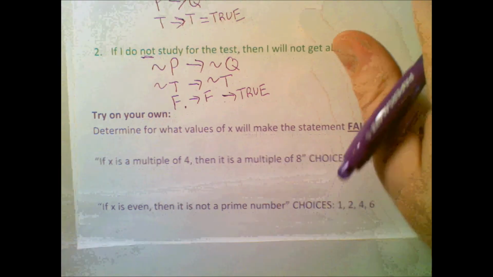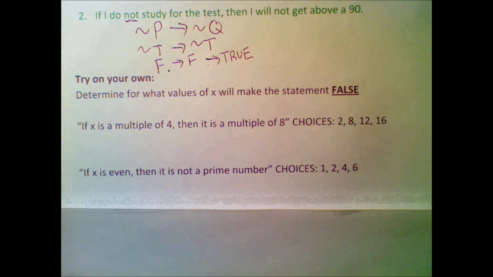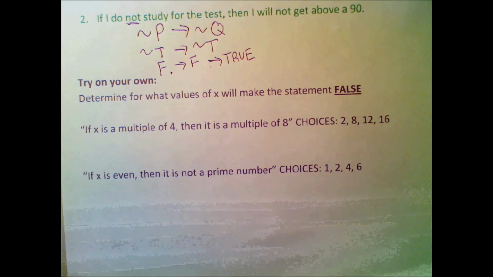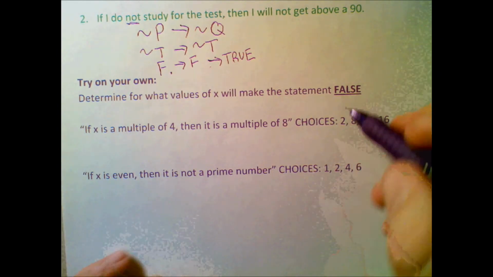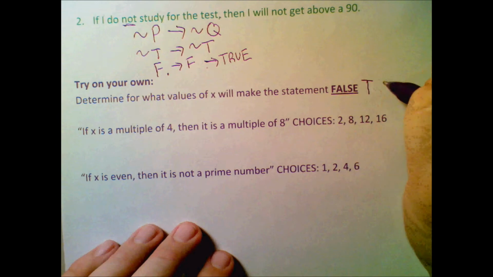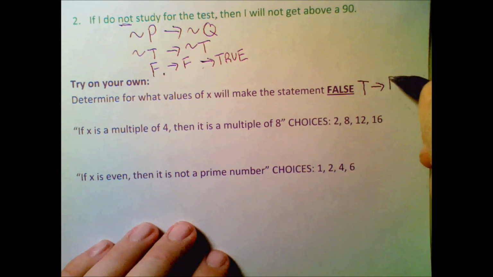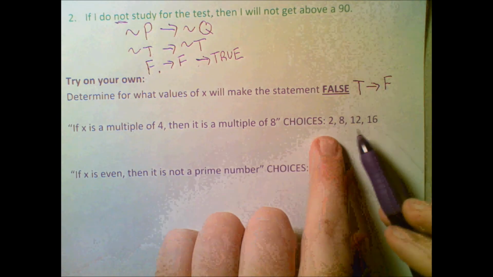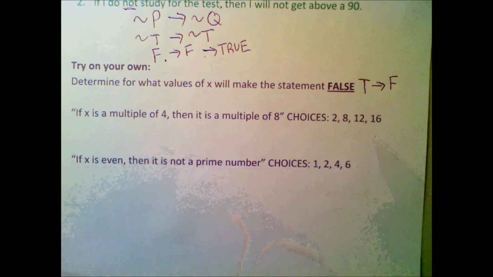Now, I want you to try these two problems on your own. Determine for what values of x will make the statements false. Remember, you need to get the first part to be true and the second part to be false. The easiest way to do this is to go through the choices and see which ones come out.